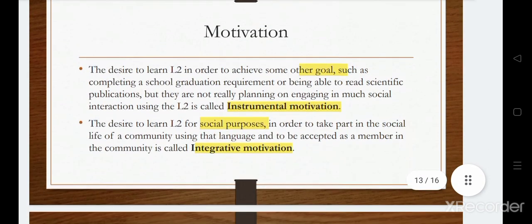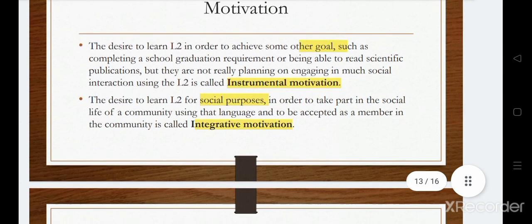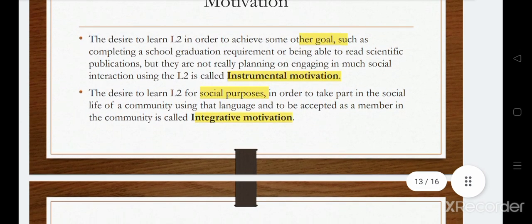And now we'll see motivation in learning a language. There are two kinds of motivation in learning a language: instrumental motivation and integrative motivation. Instrumental motivation is the motivation if you learn L2 in order to achieve some goals, for example completing a graduation or being able to read scientific publications. That motivation is instrumental.